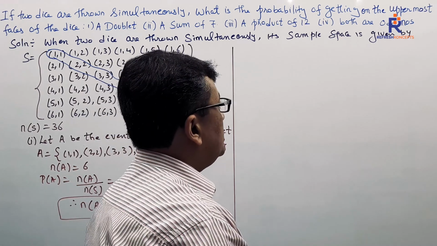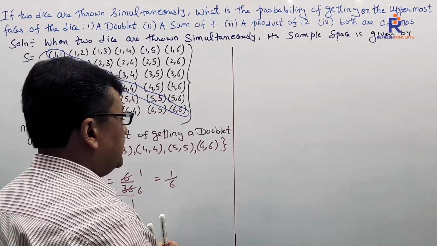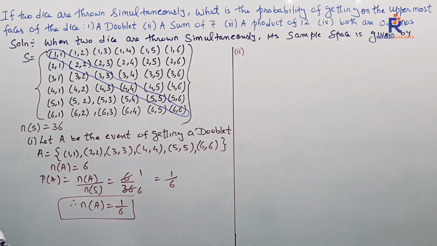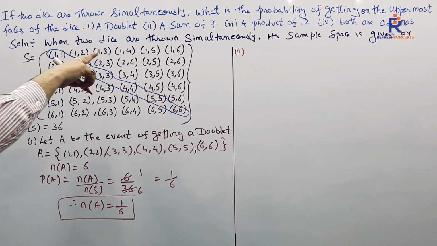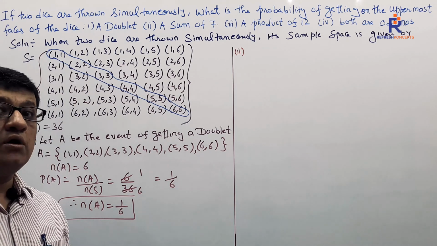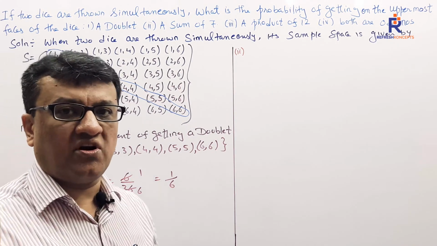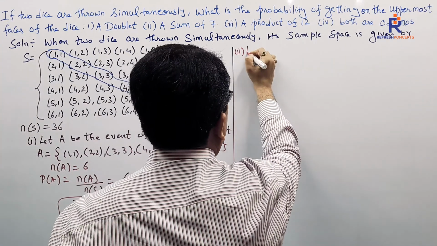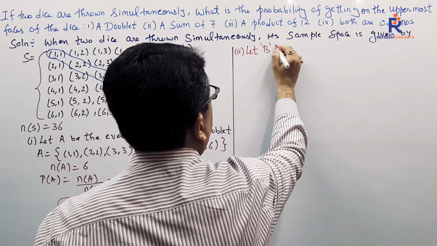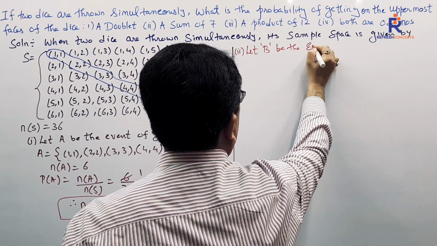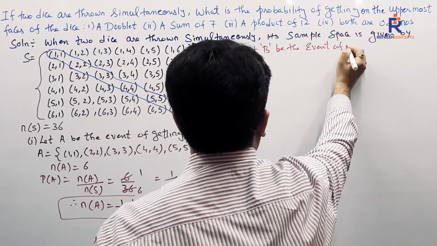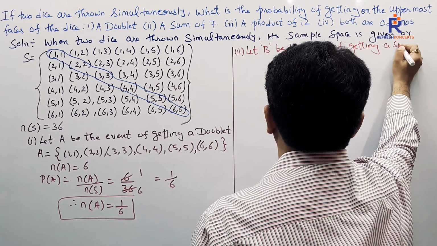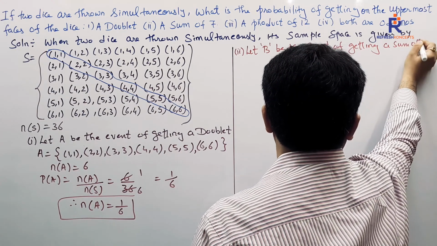Let's proceed further with the next event. What is the next event trying to say, children? The next event says the sum on both the faces. That means whatever is the score on the first face and the second face, the sum should be 7. Let B be the event of getting a sum of 7.